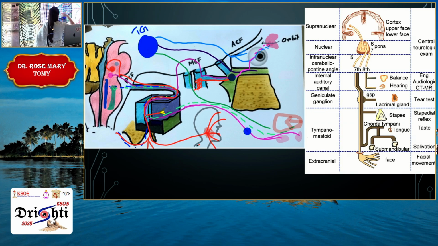Your lacrimatory fibers are affected, so lacrimation is going to be disturbed. So that will help you in localization once you know the anatomy. And of course, once the nucleus is reached, at the cerebellopontine angle, you have 8th nerve involvement along with it. Nuclear level, again, we have had a detailed discussion on what will happen at the pons.